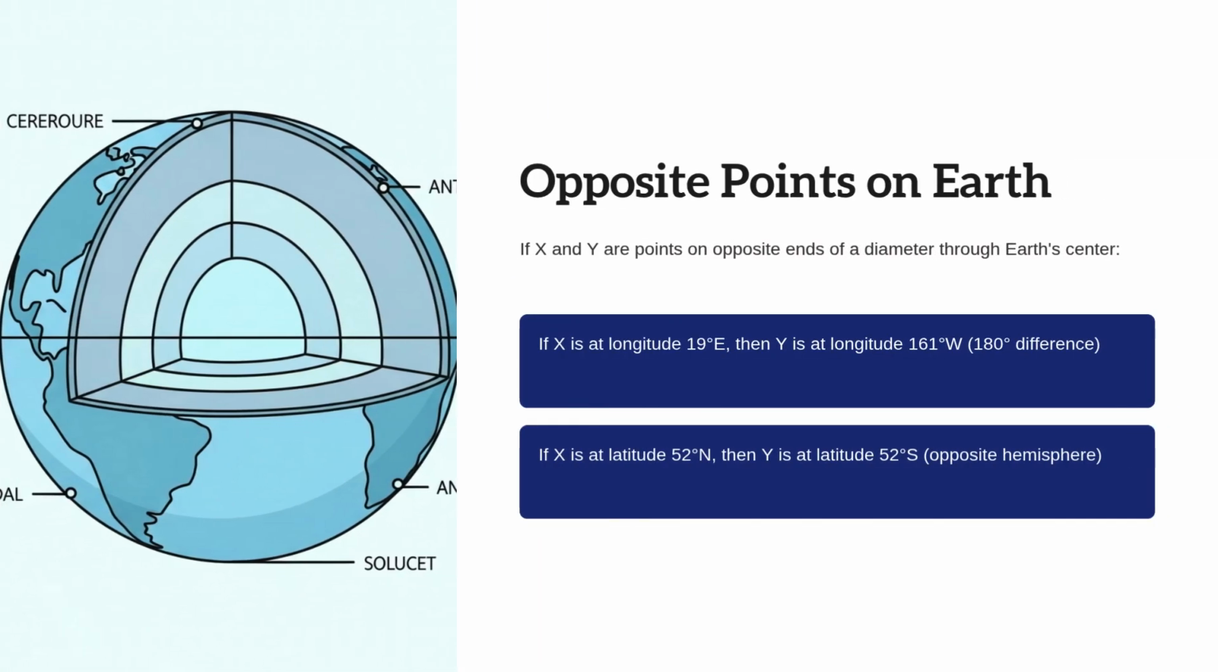Opposite points on Earth. If 2 points lie on opposite ends of a diameter through the Earth's center, they are called antipodal points. For longitude, you subtract the given longitude from 180 degrees, and switch from east to west or from west to east. Example: if point X is at longitude 19 degrees east, the opposite point Y is at longitude 161 degrees west. For latitude, you keep the same degree but change north to south or south to north. Example: if point X is at latitude 52 degrees north, the opposite point Y is at latitude 52 degrees south.